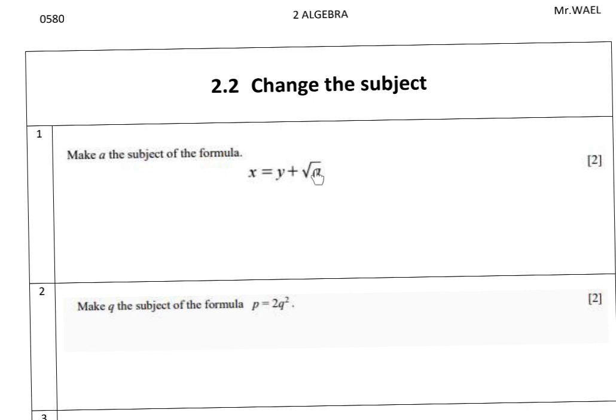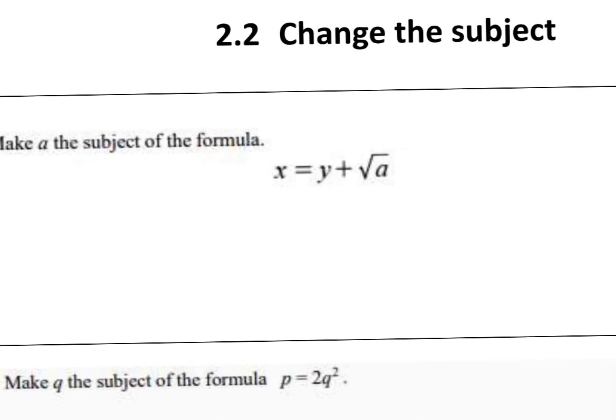So x equals y plus a squared. It doesn't matter. Positive y is going to go to the other side as negative y. So remove y first: transpose y to the other side by negative. Now you have x minus y equals root a.